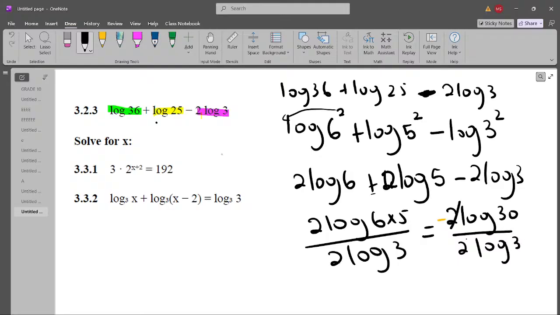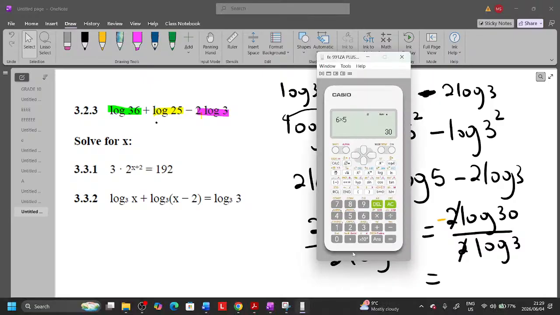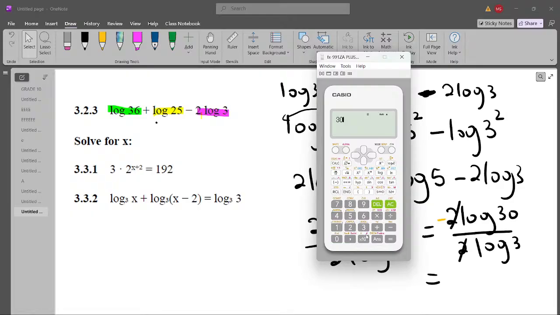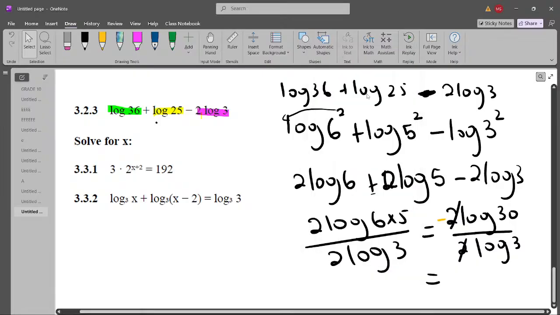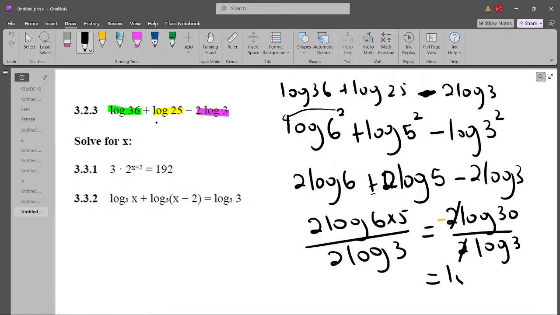The 2 will cancel the 2 over there. And then 30 divided by 3. Let's check what is 30 divided by 3 is 10. That means here then we have log 10. But remember, if the base is not given, the base is 10. And log base 10 to 10, then the answer is 1.